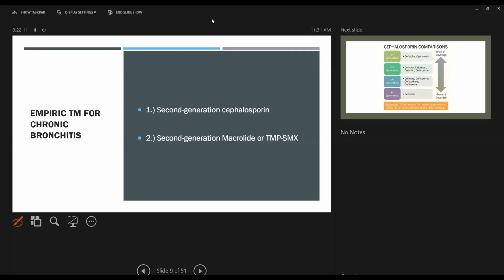Okay, so empiric treatment for some of these chronic bronchitis people. So, chronic bronchitis, emphysema, bad asthma, maybe patients with lung problems, immunocompromised people, where you say, hey, this person has bronchitis. Yes, 90% is viral, but those 10% of the people are the ones that we want to treat. So even if these people don't have a fever, don't have chills, don't have those findings, they are still going to be treated prophylactically. A second generation cephalosporin is the primary choice, and a second generation macrolide or trimethoprim sulfamethoxazole is your second line choice.